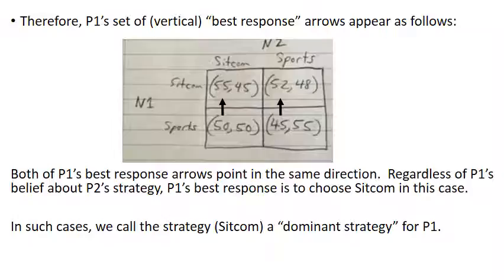In such cases, which don't occur in every game, but in cases where arrows for a player are all pointing in the same direction, we call the strategy, in this case sitcom, the always chosen strategy, a dominant strategy for player 1.